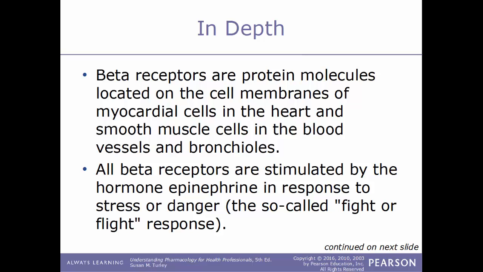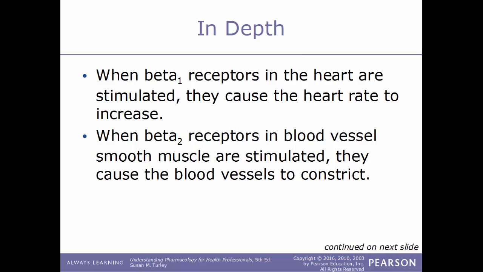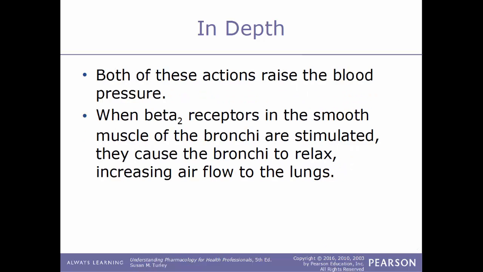All beta receptors are stimulated by the hormone epinephrine, in response to the fight or flight response caused by the sympathetic nervous system. When beta 1 receptors in the heart are stimulated, this causes them to increase the heart rate. When beta 2 receptors in blood vessels are stimulated, they cause the blood vessels to constrict. Both of these actions will end up raising blood pressure.